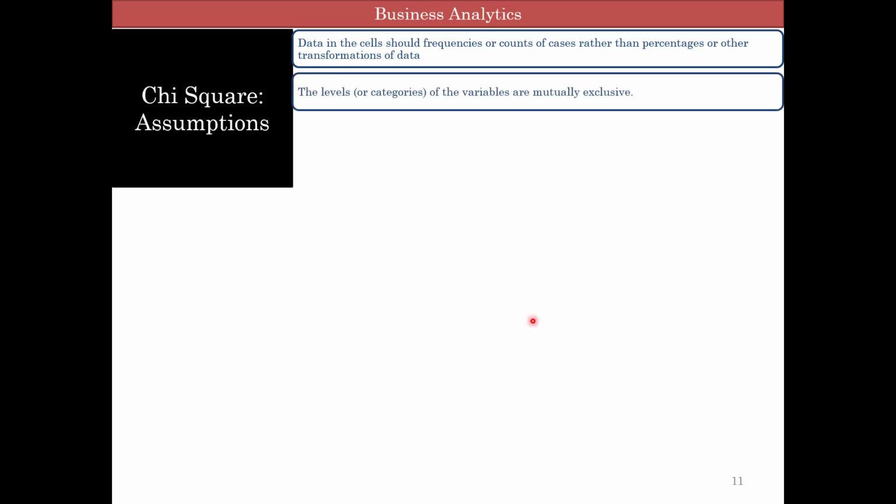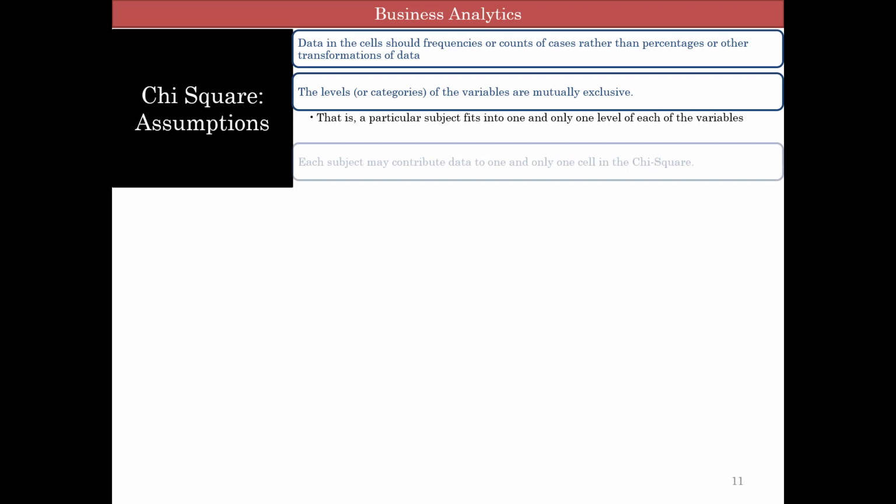Now, when you do a chi-square test, you have certain assumptions that you should not violate. Data in the cells should be frequencies or counts of cases rather than percentages or other transformations. So you actually have to count how many things fall into this category and that category, right? The levels or categories of variables should be mutually exclusive, right? That is, a particular subject fits into one and only one level of each variable. Each subject may contribute data to one and only one cell in the chi-square.